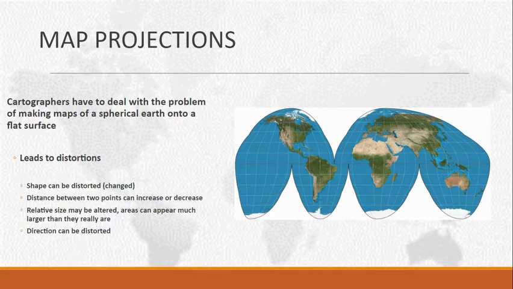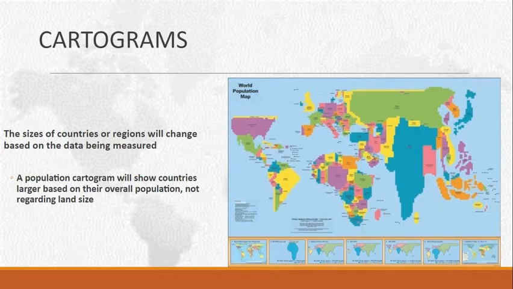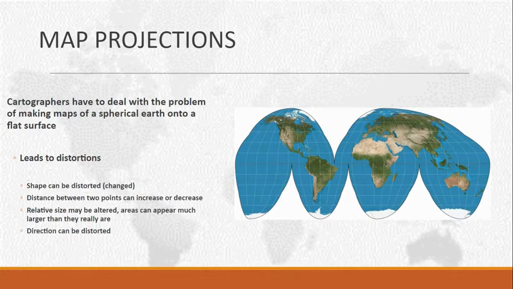Map projections. Okay, so those were the different types of thematic maps. Now we're going to take a look at, we know that maps are all distorted because a map is trying to flatten out, in reality, the globe or a very spherical object, which is the Earth. So cartographers have to deal with the problems of making maps, and this leads to distortion.